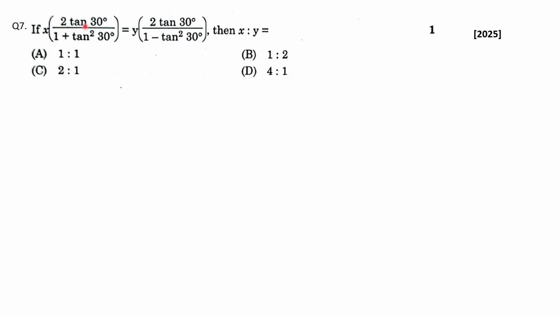If x times 2 tan 30 by 1 plus tan square 30 degree is equal to y times 2 tan 30 degree by 1 minus tan square 30, then x is to y equal to. So I'm going to transpose this 2 tan 30 degree divided by 1 plus tan square 30 degree to the other side. So multiplication will change to division. So x will be equal to y times 2 tan 30 degree divided by 1 minus tan square 30 degree.